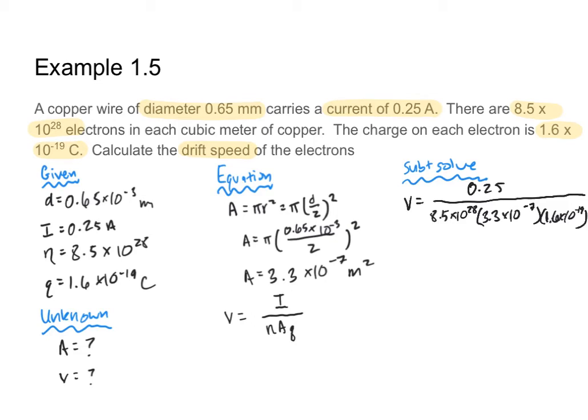So when I stick that all in a calculator, what I'll find is that the drift speed of my electrons in my wire is 0.055 millimeters per second. So what I'll do is I'll find it in meters per second, multiply by 1,000, and that's going to give me the millimeters per second.